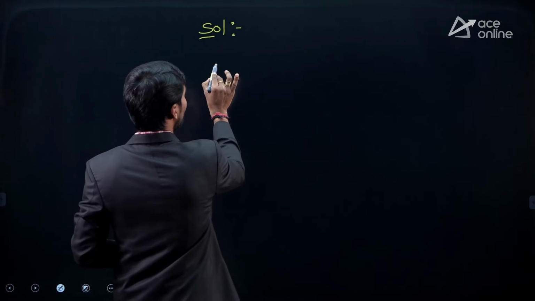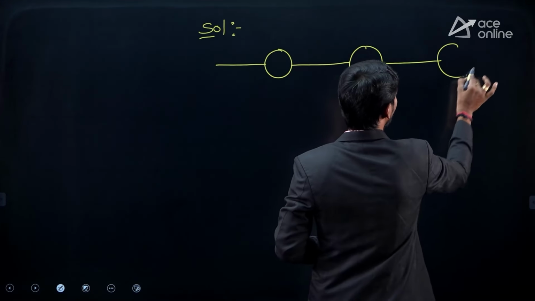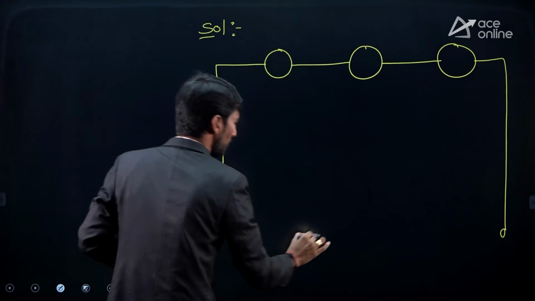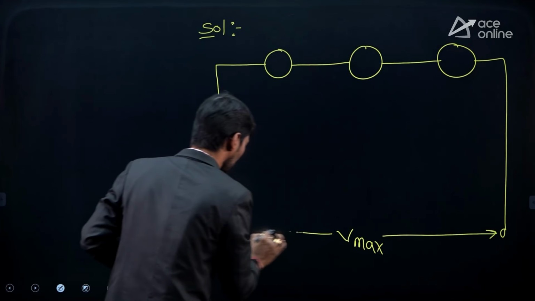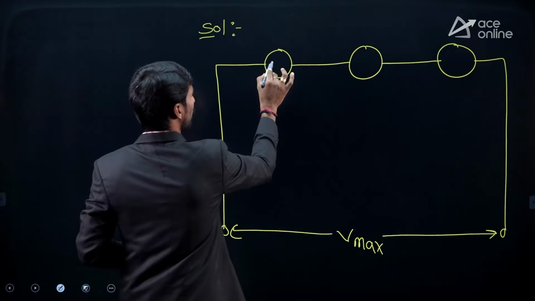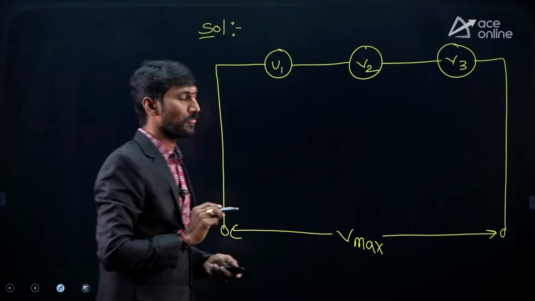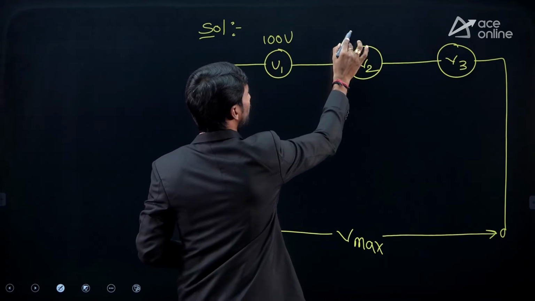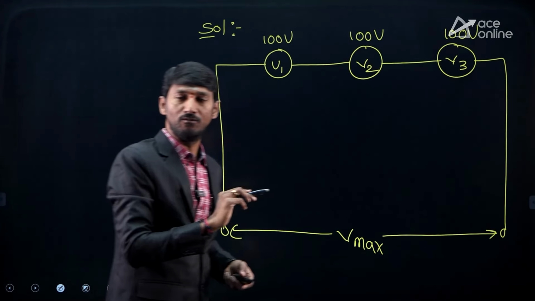What is it, sir? 3 meters are there. 3 meters are connected in series. What are they asking? The maximum voltage we can measure with the series combination of these three. Here, voltmeter 1, voltmeter 2 and voltmeter 3. Right. Now, 100 volt, for everything, 100 volt is the full scale value. All 3 meters have the same full scale value.